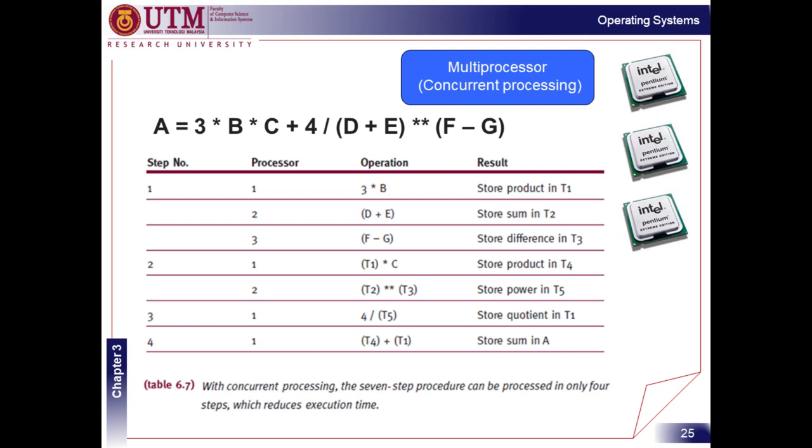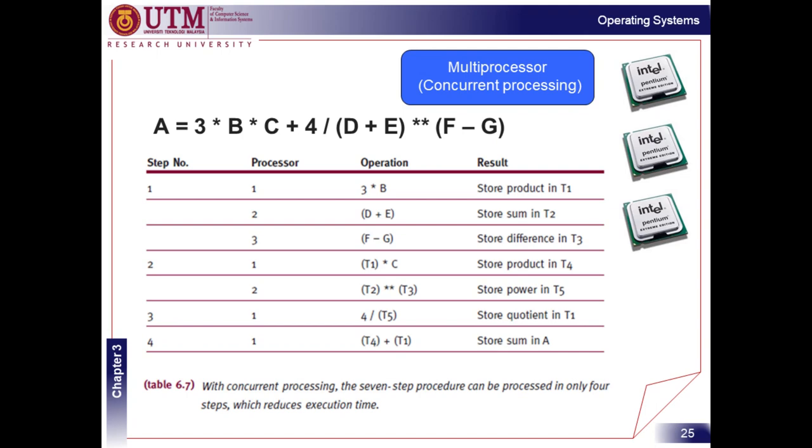The equation is A equals 3 times B times C plus 4 divided by the quantity of D plus E raised to the power of F minus G. The table shows the steps involved in concurrent computation using 3 processors. Each processor performs a different operation on the input variables and stores the result in a temporary variable.